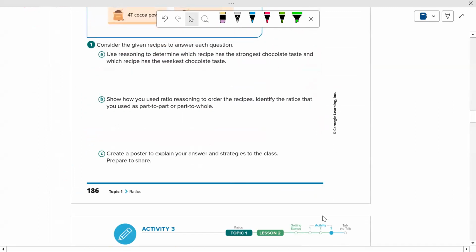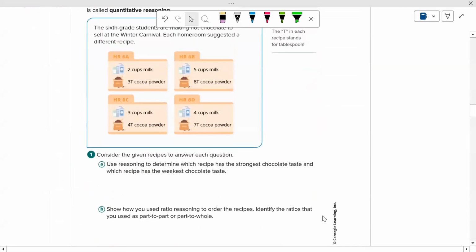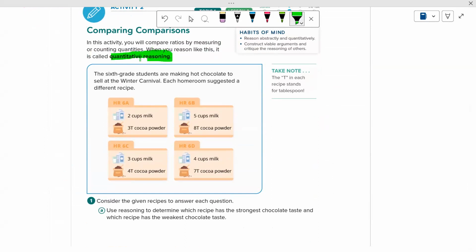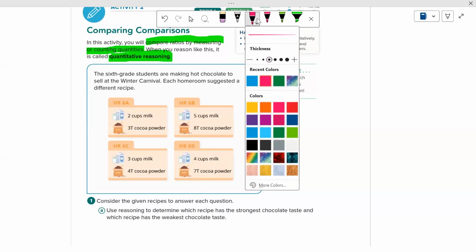So now we're moving to page 186. Pause me at any time, okay? So I'm telling you now, this is a lot, okay? So now we're going to talk about quantitative reasoning. Quantitative reasoning is when you compare ratios by measuring or counting quantities. Quantities are numbers, right? So we're going to use numbers now. Yay, it's math class. Let's use numbers. We got to save writing for ELA.